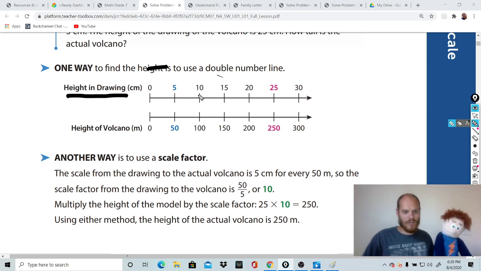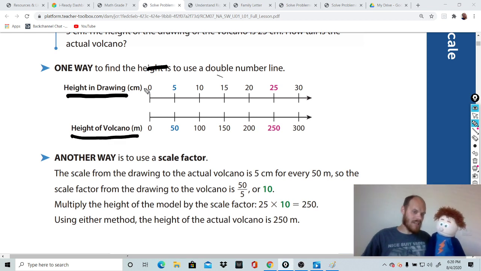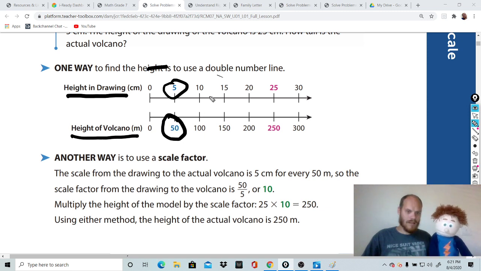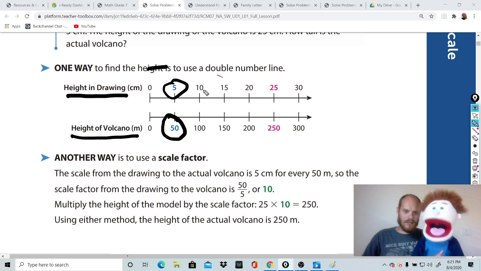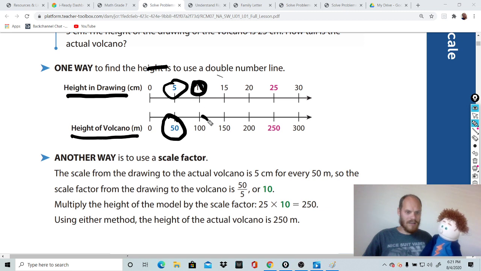So we use that first one, the height of the drawing. And then we get the actual height of the volcano. And notice they compare those, right? So at 0, there's 0. But the height of the drawing is only 5, while the actual volcano is 50. Do you see how that works? Yeah, I do. So what's the next one, Tommy? Well, the height of the drawing is 10, and then the height of the volcano is 100. You're right. So 10 and 100.